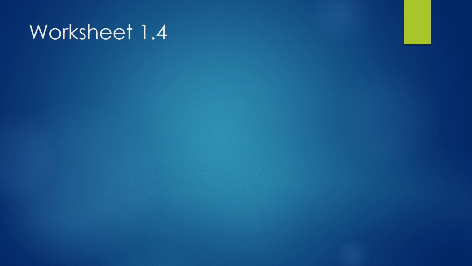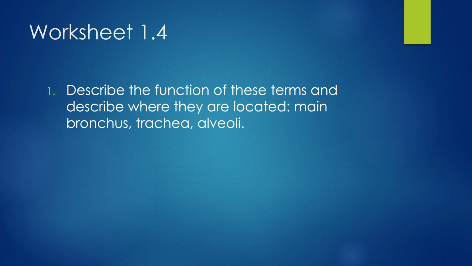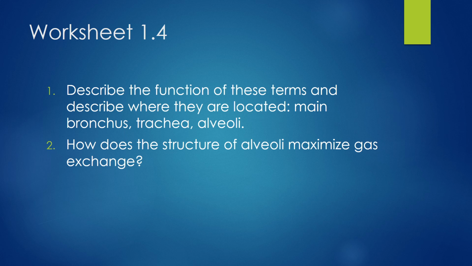And now, answer the following questions. Describe the function of these terms and describe where they are located: bronchus, trachea, alveoli. How does the structure of alveoli maximize gas exchange? Describe the cardiac cycle.